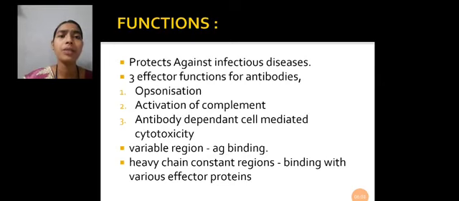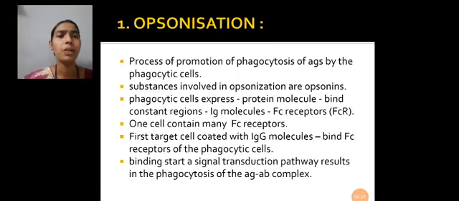The three main effector functions of all the antibodies are the opsonization, activation of complement, and the ADCC, which means the antibody dependent cell mediated cytotoxicity. We will see about these three in detail. The first one is the opsonization. Opsonization is nothing but these antibodies contain an antigen binding site and an FC receptor site.